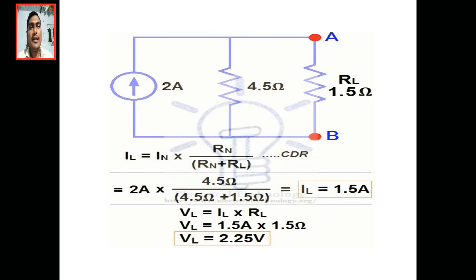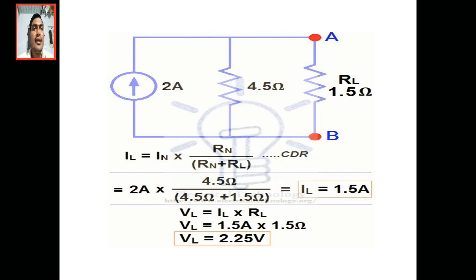So the load current I_L is the current flowing through the load resistance R_L. Here again we have to apply the current division rule, meaning total current into the opposite resistance. We are finding the current through the 1.5 ohms, so the opposite to that one is 4.5 ohms. So 2 amps into 4.5, divided by 4.5 plus 1.5. It gives the current flowing through the load resistor.